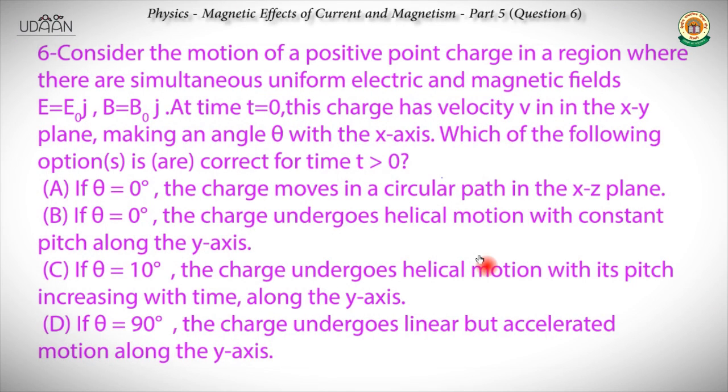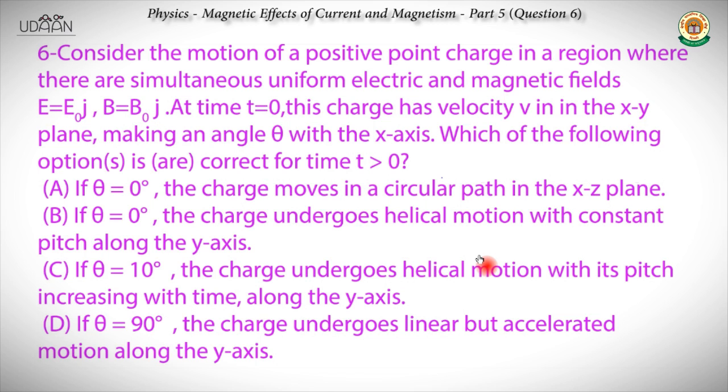We move on to question number 6 now. Consider the motion of a positive point charge in a region where there are simultaneous uniform electric and magnetic fields, which are given by the values E is equal to E naught j cap and B is equal to B naught j cap. That is, both the electric field and the magnetic field are in the positive y direction. At time t is equal to 0, this charge has velocity v in the xy plane, making an angle theta with the x-axis.